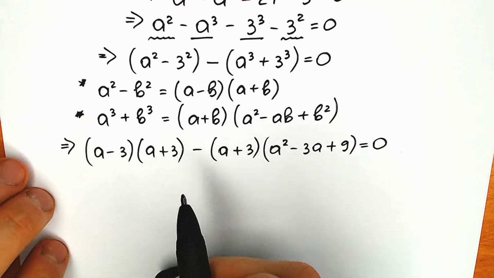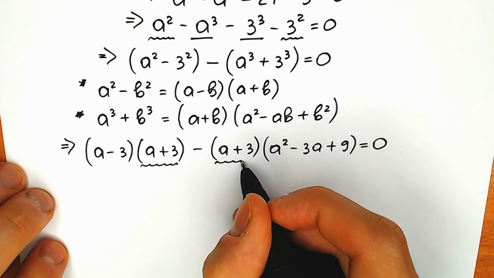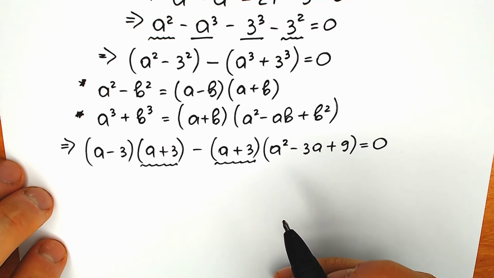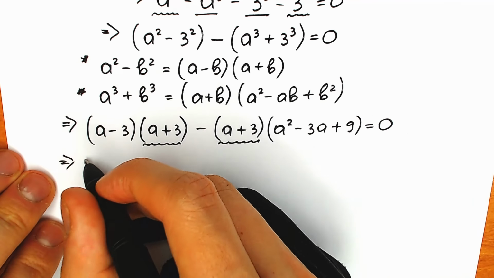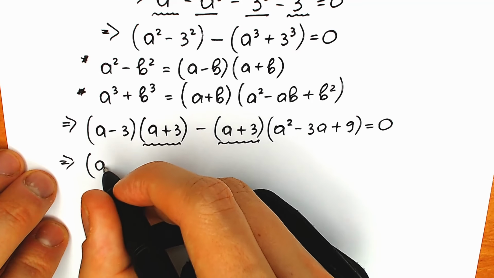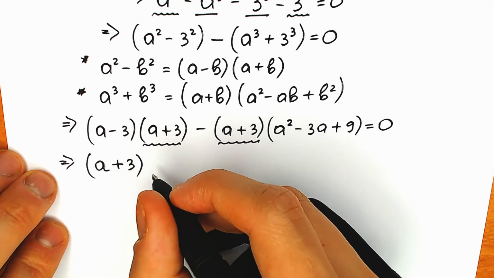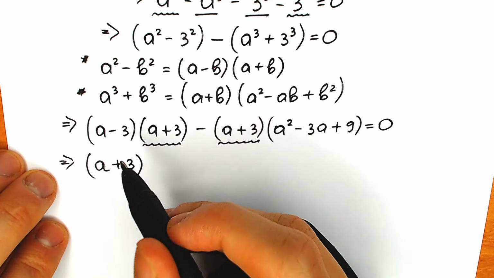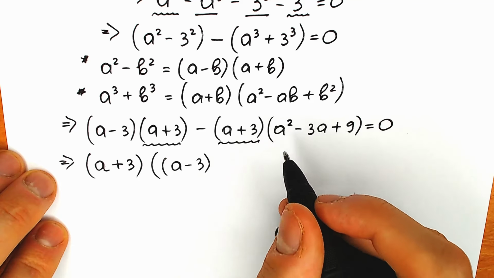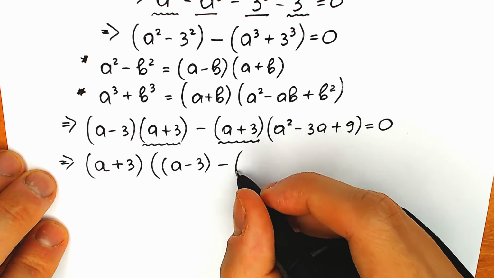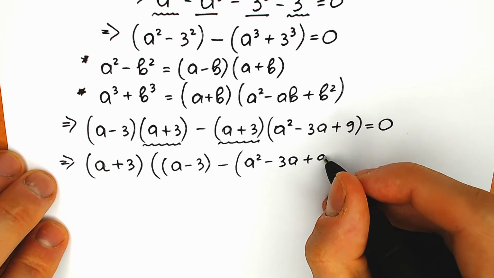Right now let's look closely at what we have. We have a plus 3 right here, and we have a plus 3 right here. So we can factor this a plus 3 as a common expression. Let's do it right now. A plus 3 from the beginning, we're going to factor it. And in another parenthesis, we still have a minus 3 from here, a minus 3. And from here we have this expression, minus a square minus 3a and plus 9.